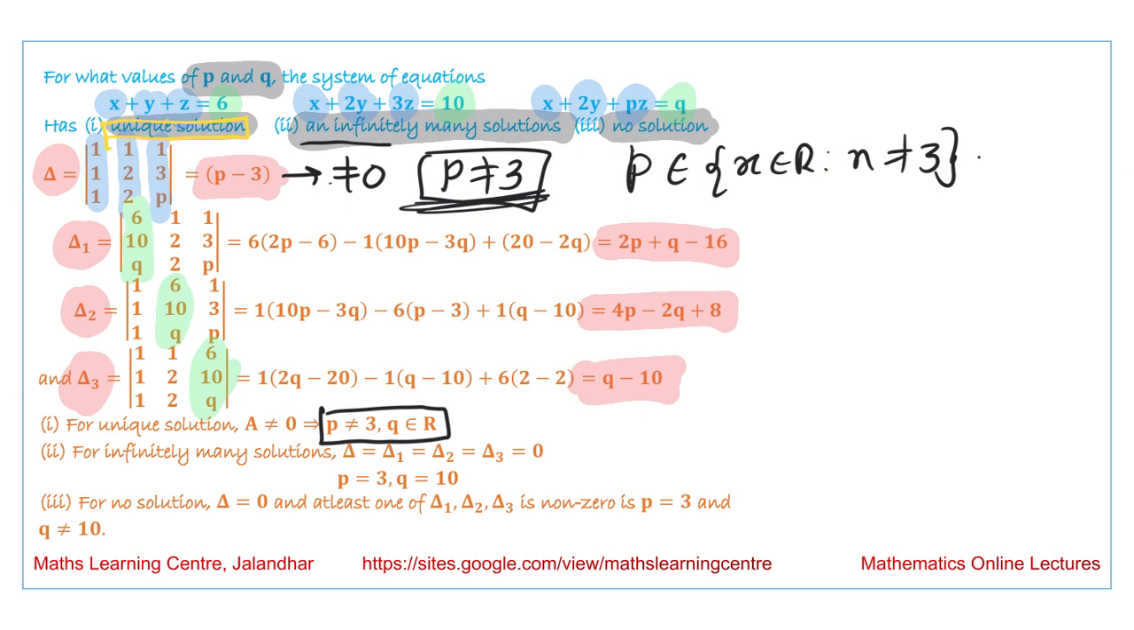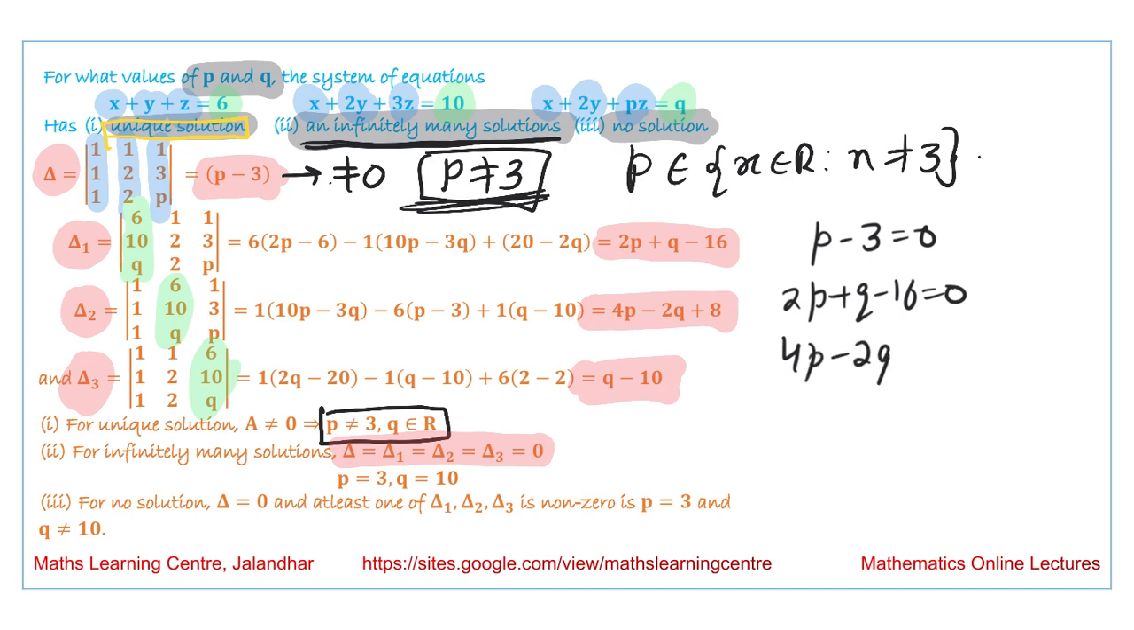Second is that it has infinitely many solutions. So when we are saying infinitely many solutions, the condition we have is that delta should be equal to delta 1, should be equal to delta 2. All these terms should be 0. So we have p minus 3 should be 0, 2p plus q minus 16 should be 0, 4p minus 2q plus 8 is equal to 0, and q minus 10 is equal to 0. So this implies p is equal to 3. This implies q is equal to 10.